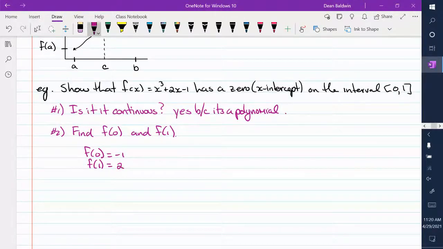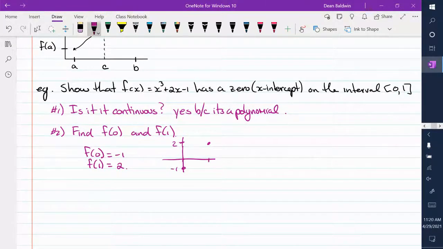All right. So we have a continuous function. We know at our endpoints, we have a negative number, -1, and a positive number. I'll graph this. So our interval is 0 to 1. At 0, we get -1. At 1, we get 2. This is just a visual. Okay, so there's my 2 points.